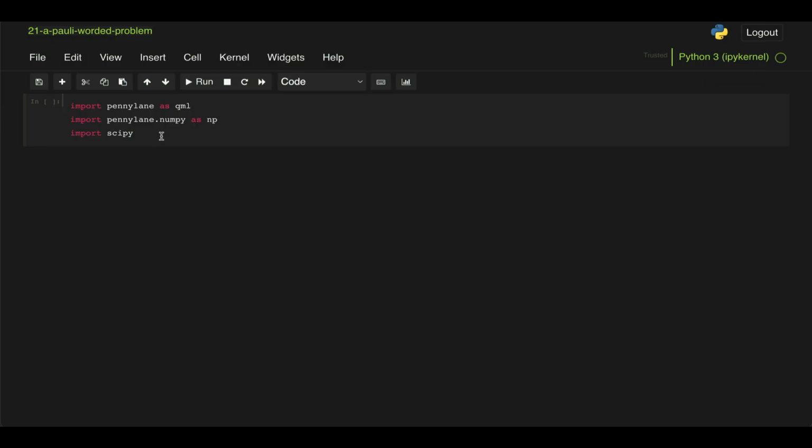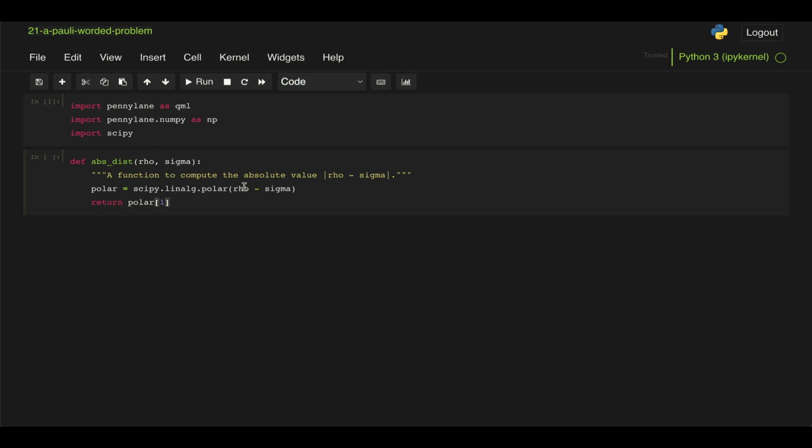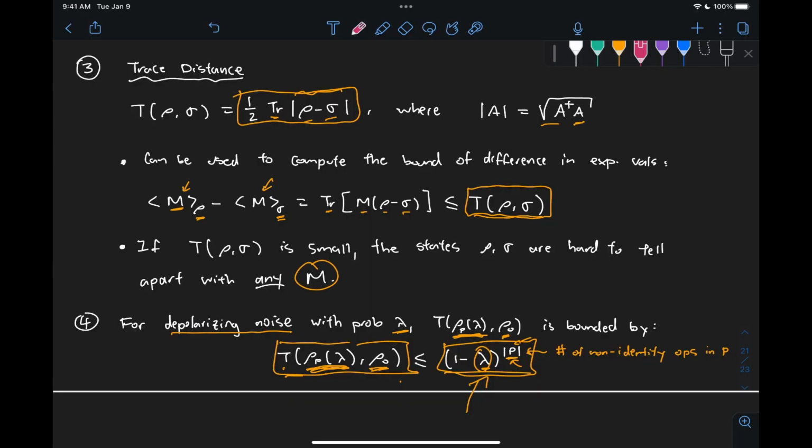So as always, we import PennyLane as qml, NumPy, and here we're also going to import SymPy because we're going to be given some helper functions to calculate some of these different parameters that we're going to need. The first one of those is a function that calculates the distance between two density matrices rho and sigma. So this function right here is basically to help us compute this absolute value or norm of rho minus sigma, which is given by this expression here.